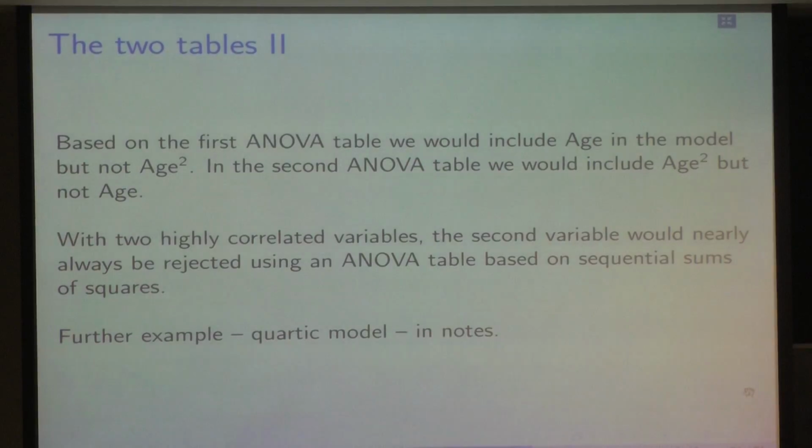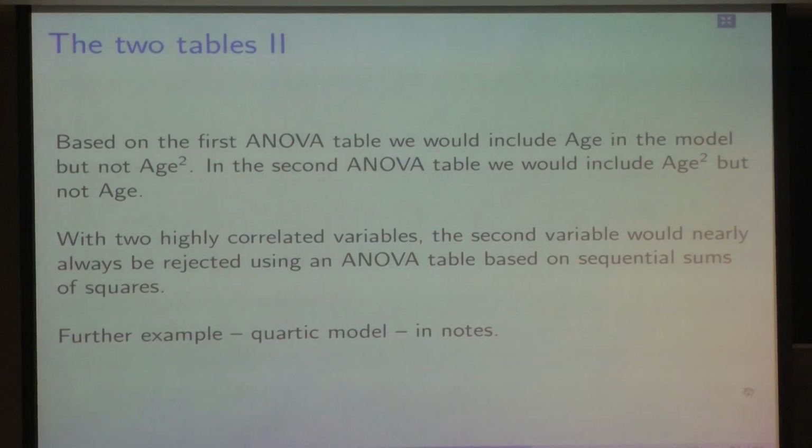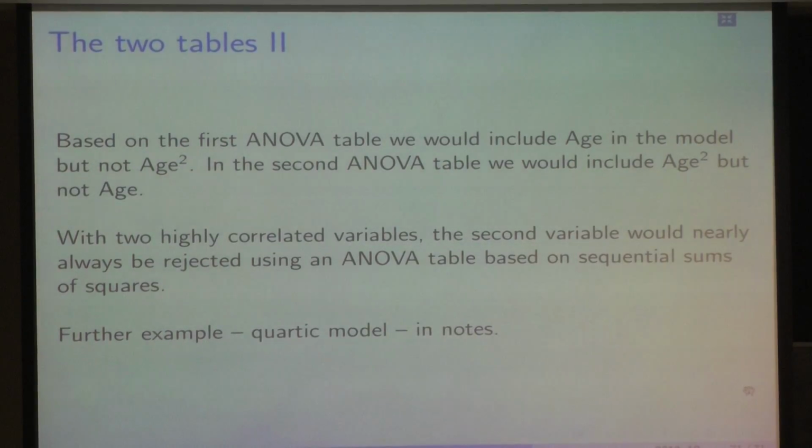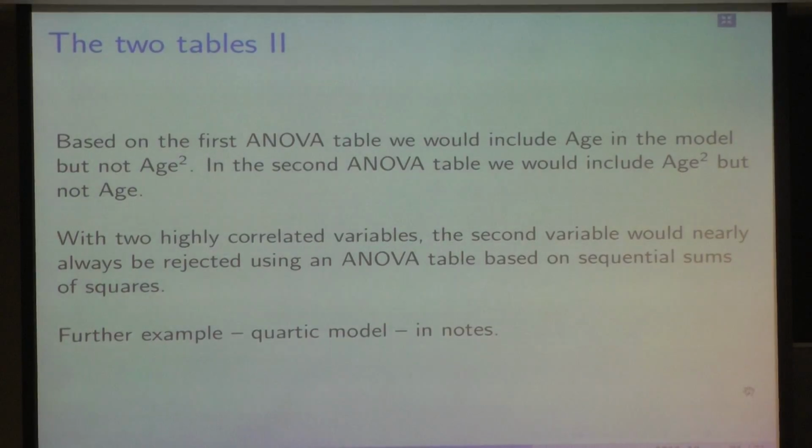Okay, so there is one more example in the notes which looks at a quartic model, when we try and fit a degree 4 polynomial to a data set. I'm not going to go through the details of that example. You can read it and you'll see that the ideas are pretty similar to what I've just been saying. The order in which you enter the variables matters, and it's not apparent from the analysis of variance which order is actually giving you the best answer.